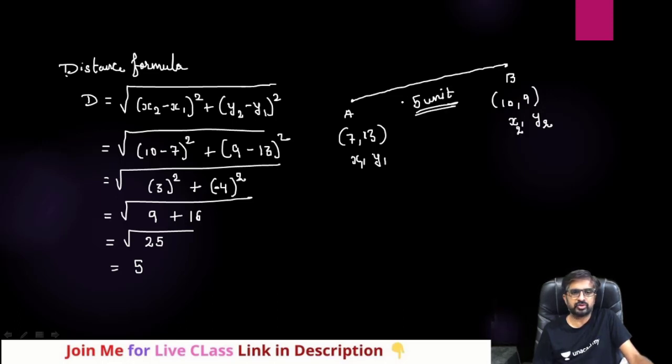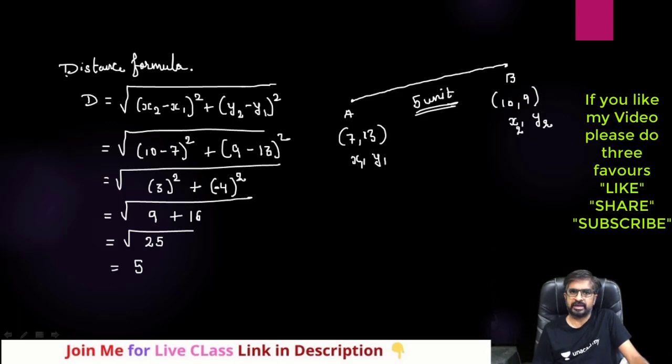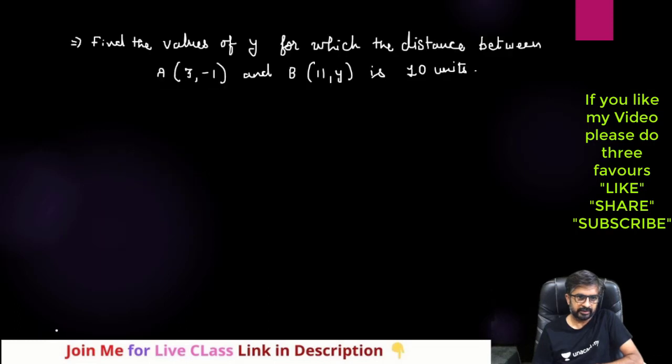So guys, in this chapter only 3 formulas are there, but they can ask these formulas in different ways. So I want to give you 2-3 more sums. That's why I came up with this new sum. Let us start with it. Find the values of y for which the distance between these 2 coordinates A and B is 10. And here they have not given us the value of the coordinate of B, so that we need to find.